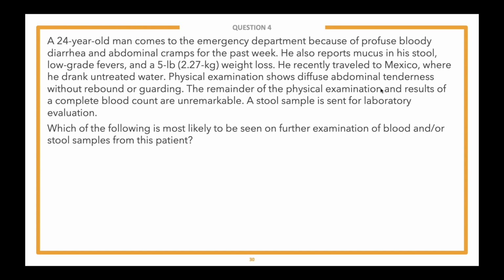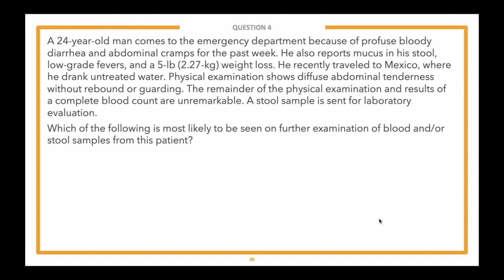I see the responses coming in. Let's go ahead and read that vignette. A 24-year-old man comes to the emergency department because of profuse bloody diarrhea and abdominal cramps for the past week. He also reports mucus in his stool, low-grade fevers, and a 5-pound or 2.27 kilogram weight loss. He recently traveled to Mexico, where he drank untreated water.